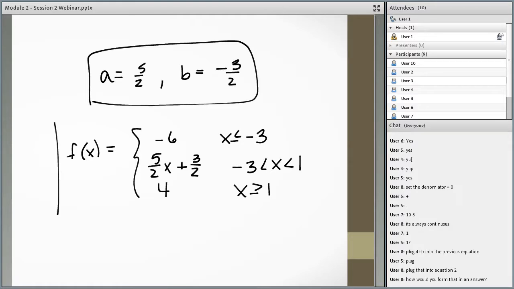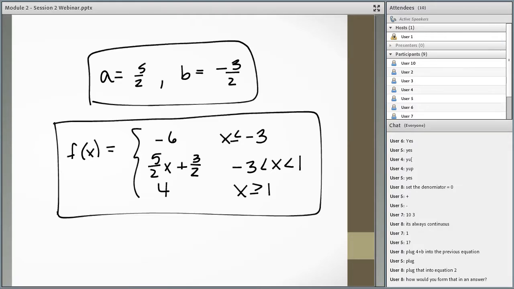So either one. Likely MyMathLab would ask you to write a and b and give you a blank for each of them, or they would ask you to rewrite it as f of x in the way that we just did.